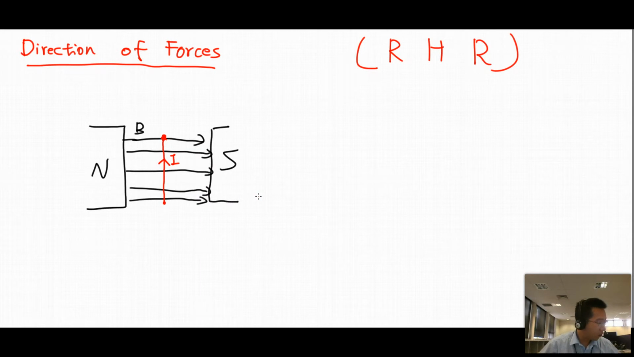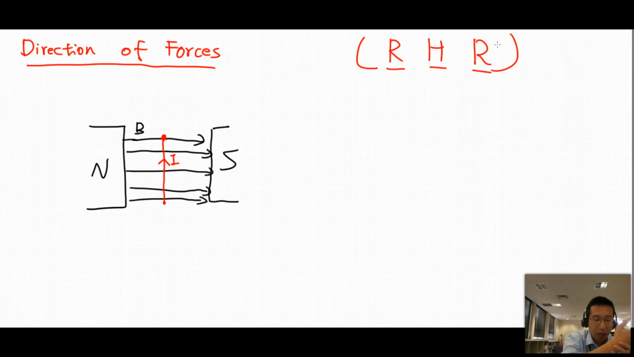To find the direction of the forces, you need to use something called the right hand rule. I have it down there. The right hand rule. Let me just basically explain it.